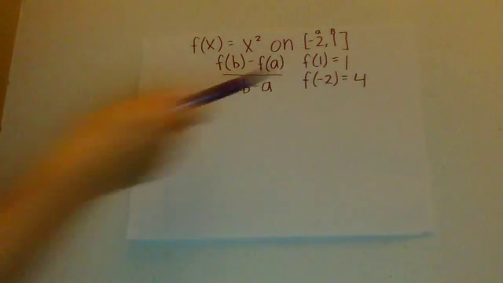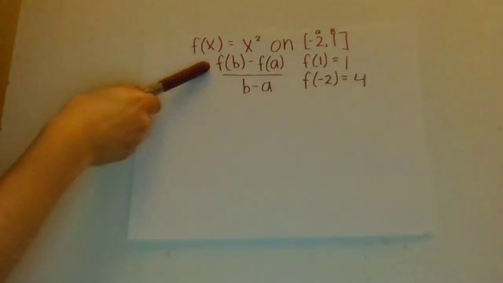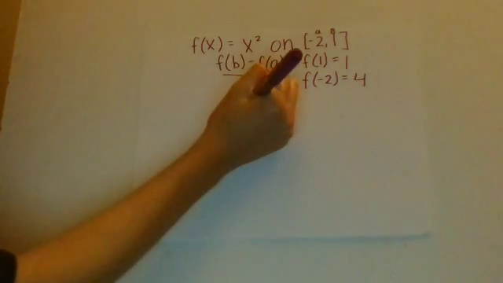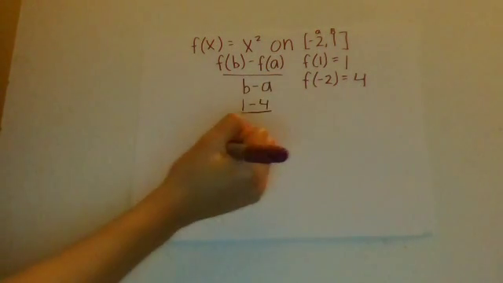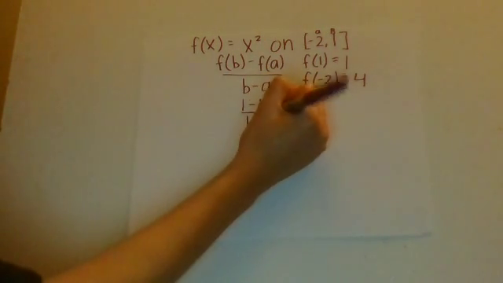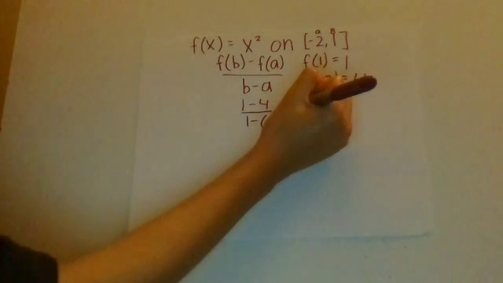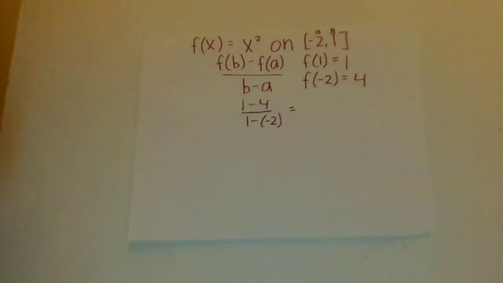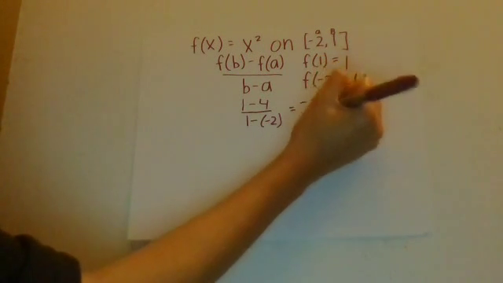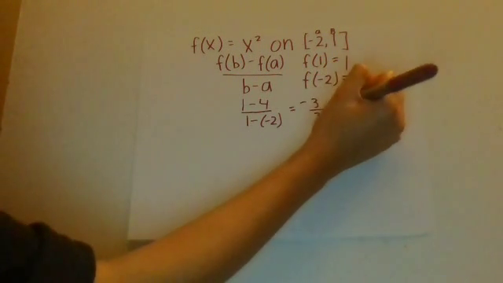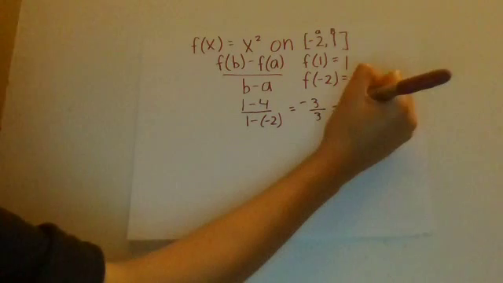And now you plug those two numbers back into this equation. So you should get 1 minus 4 all over 1 minus -2. And that should come out to be -3 over 3, which gets you -1.